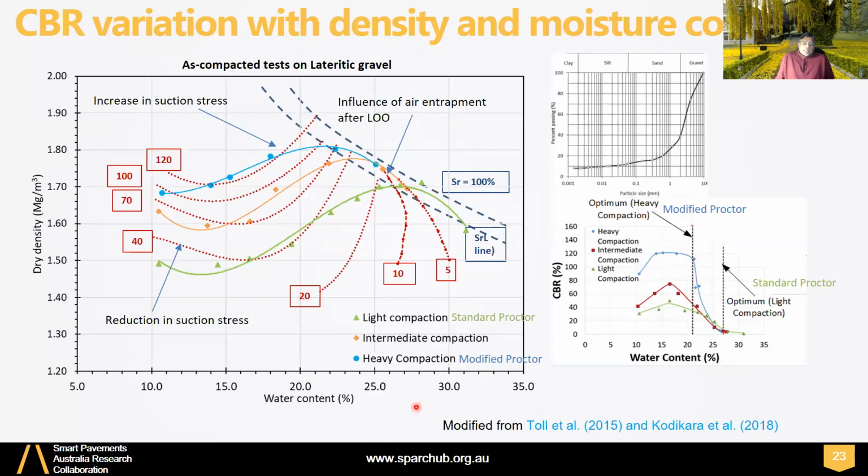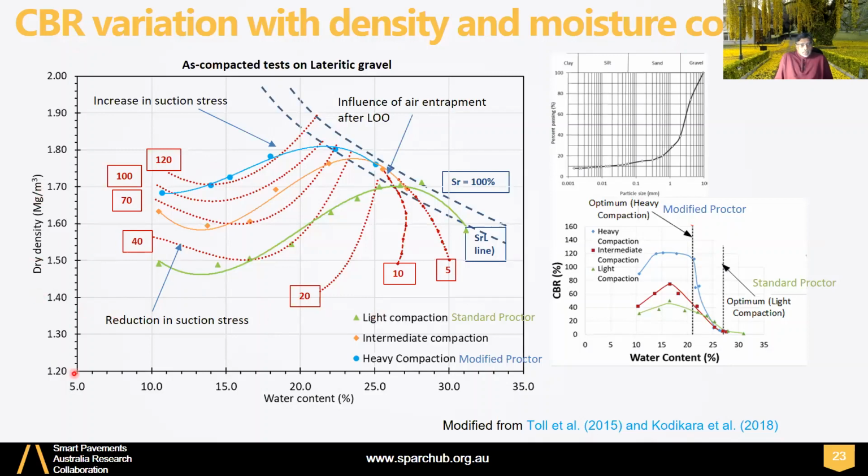Just to examine this a bit closer, let's look at this diagram. This diagram is for CBR, right? As-molded CBR for lateritic gravel reported by David Toll in UK. So I have taken this data set and modified it a little bit, and it's reported in one of my papers as well. So it's hard to get a good data set characterizing like this. So this is a good one. So let's look at that.